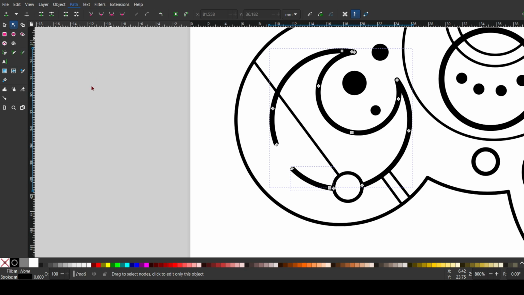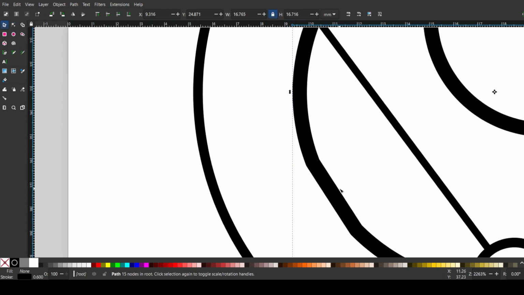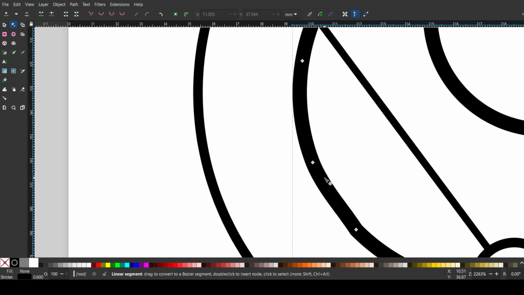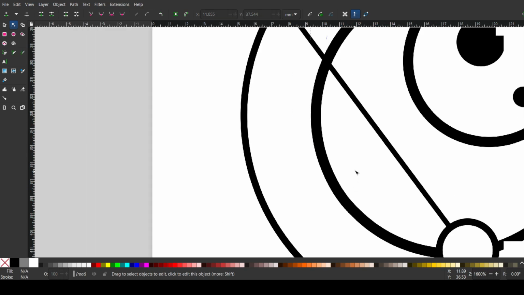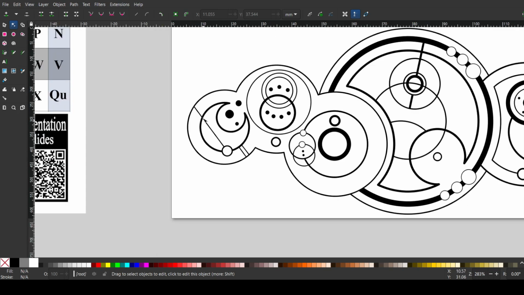Path, combine, group you together, smooth out our line. Nobody will notice it's gone.